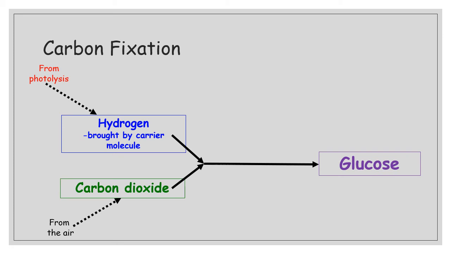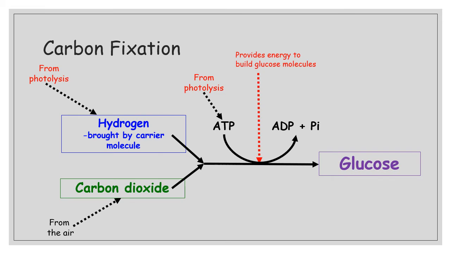But making chemical bonds requires energy, and that energy comes from our ATP, our energy currency. That again has come from photolysis. So that's broken down into ADP plus Pi. That provides the energy to build the glucose molecules from our hydrogen and carbon dioxide.